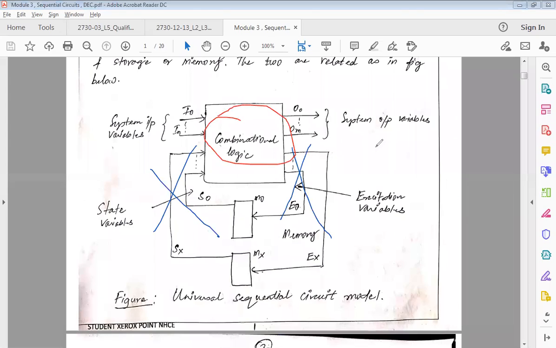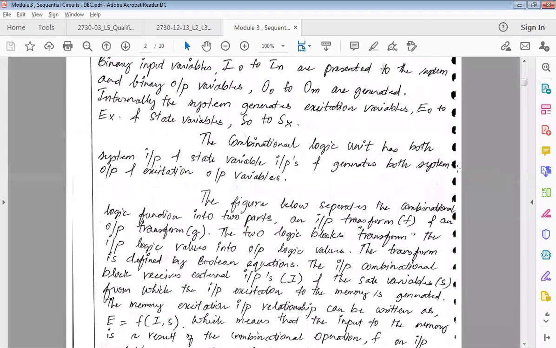So this is going to function only as your combinational logic. Now to this combinational logic, if I enable my memories, that's when it actually gets converted to my sequential circuit model. Fine. Now that we are clear with the differentiation between combinational and sequential, we will continue our discussions.